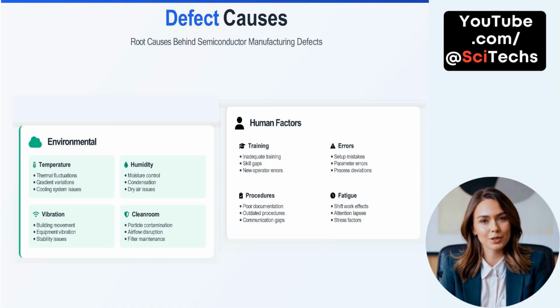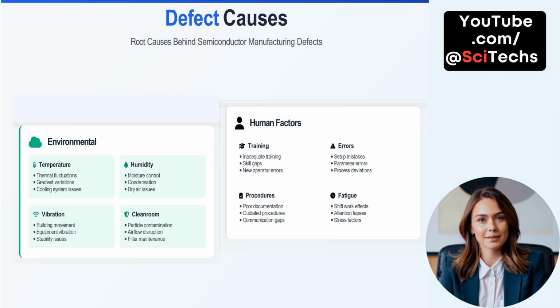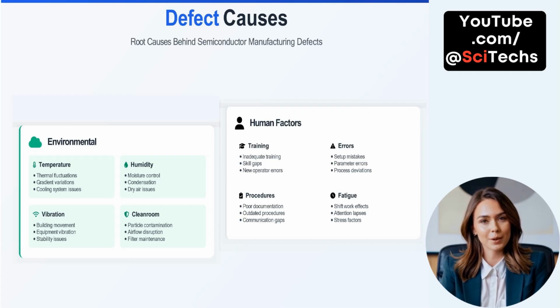Humidity also plays a critical role. Poor moisture control, condensation, or overly dry conditions can interfere with sensitive materials and processes. Vibration is another challenge, often caused by building movement or equipment instability, leading to misalignment or measurement inaccuracies. Even within cleanrooms, particles, airflow disturbances, and improperly maintained filters can lead to serious yield loss if not tightly controlled.